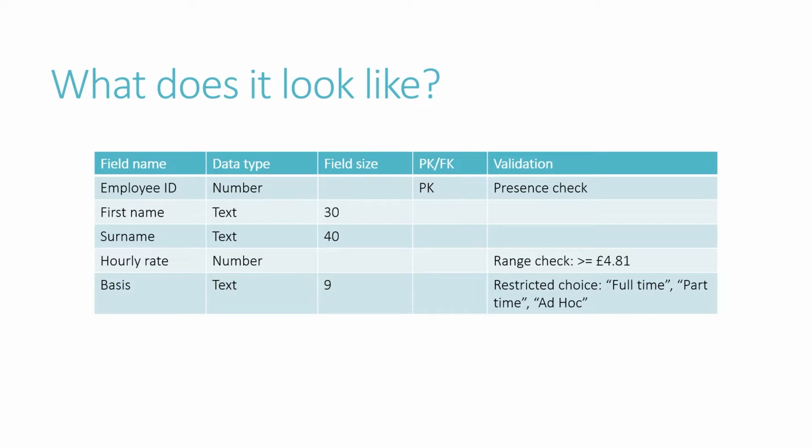You may notice that the field size for basis is 9, which is very specific. And that's because the largest piece of text in that restricted choice is 9. You cannot enter anything that is more than 9 there. Full-time has 9 characters because you include the space, as does part-time. It's 9 characters. So this is what a data dictionary looks like.